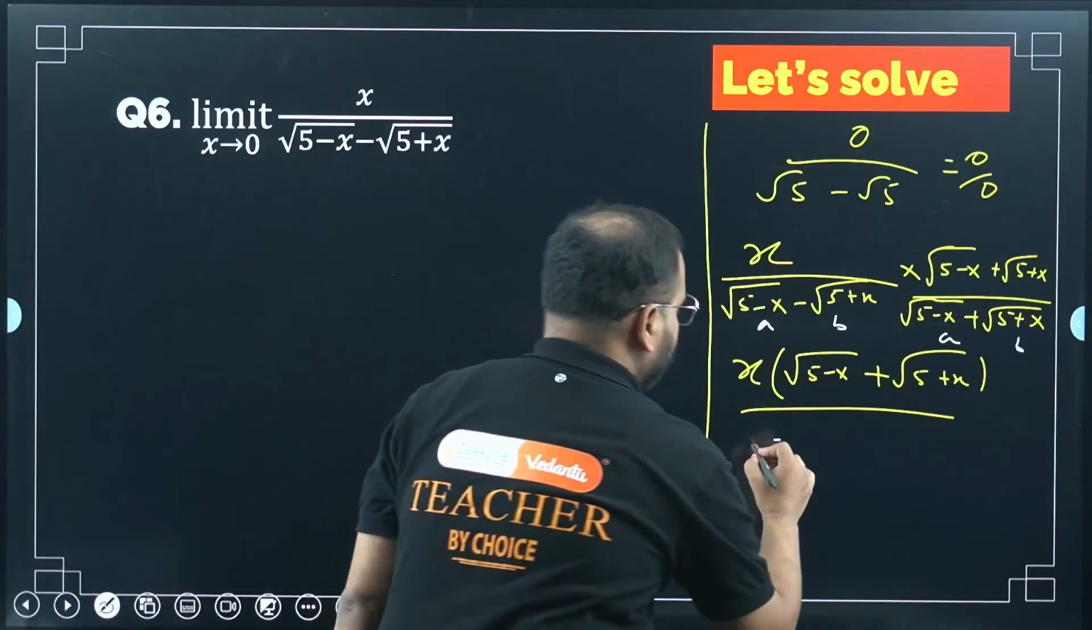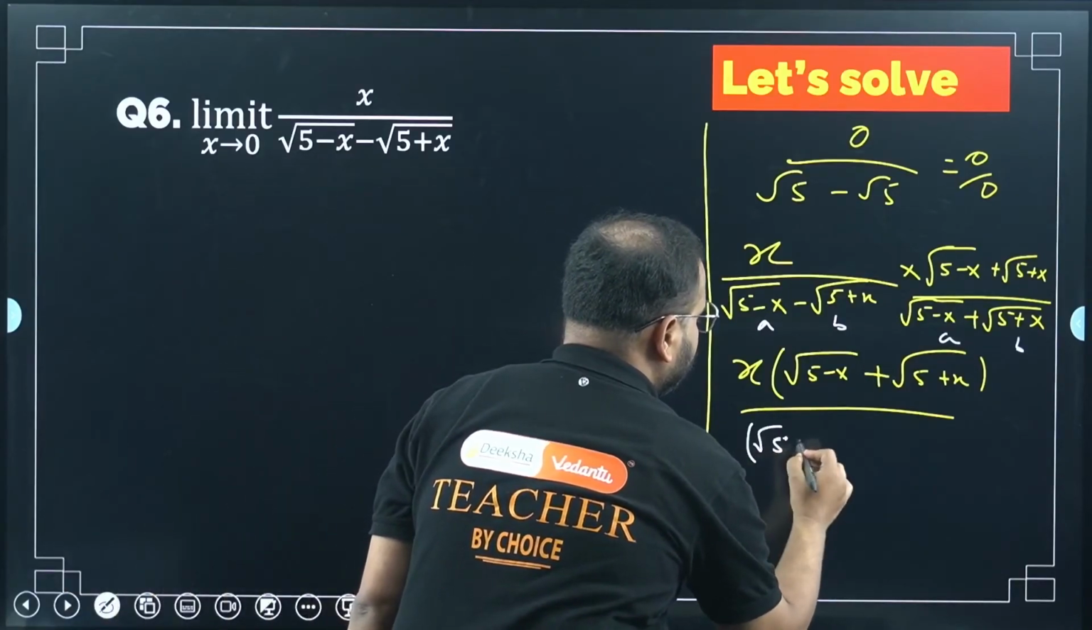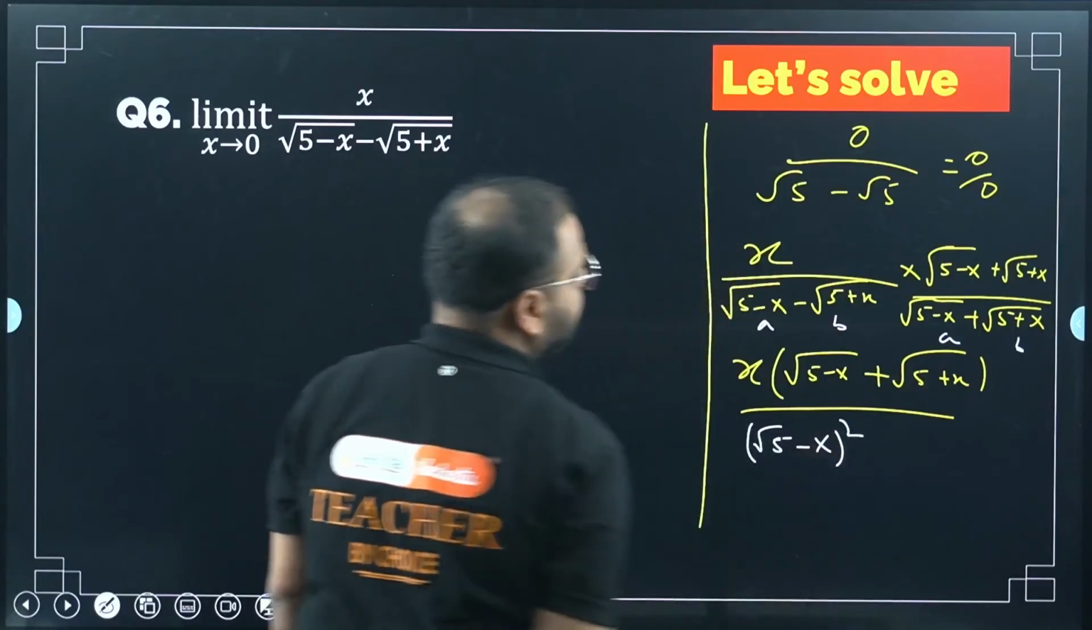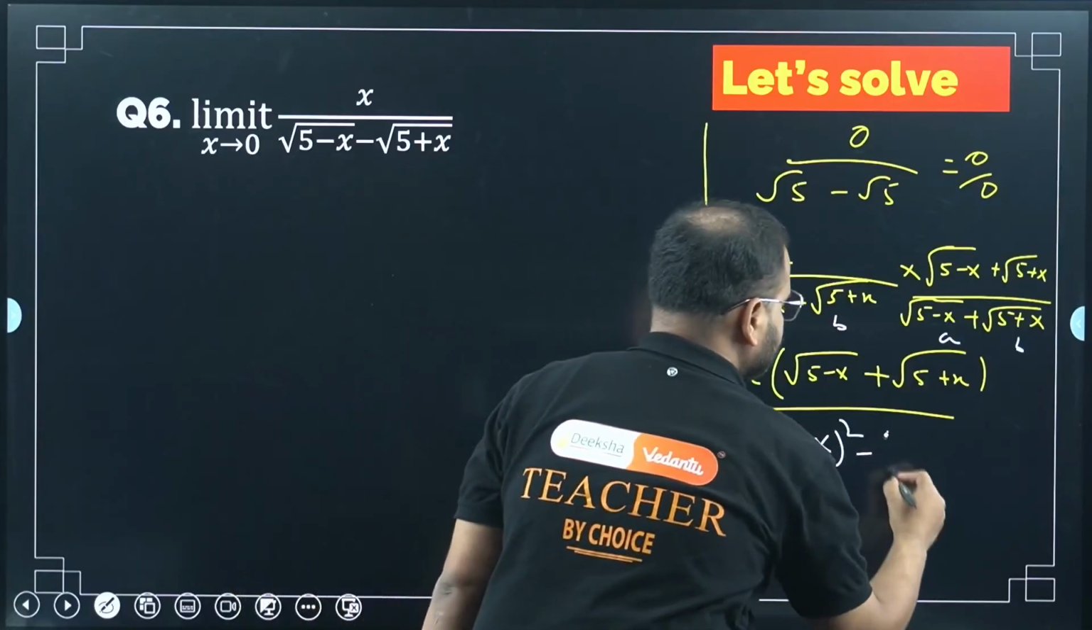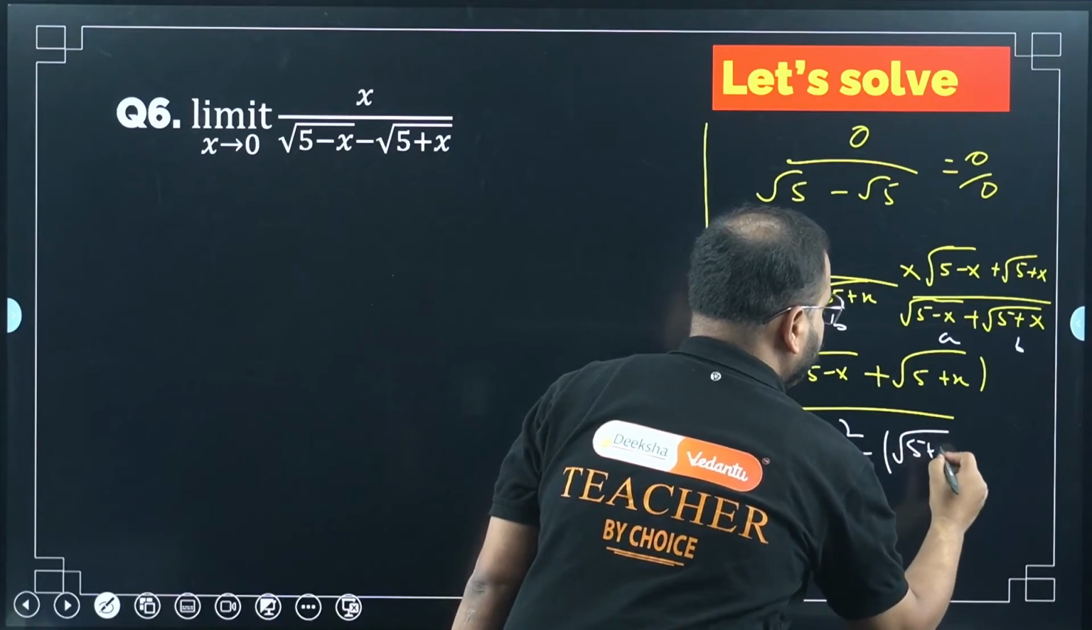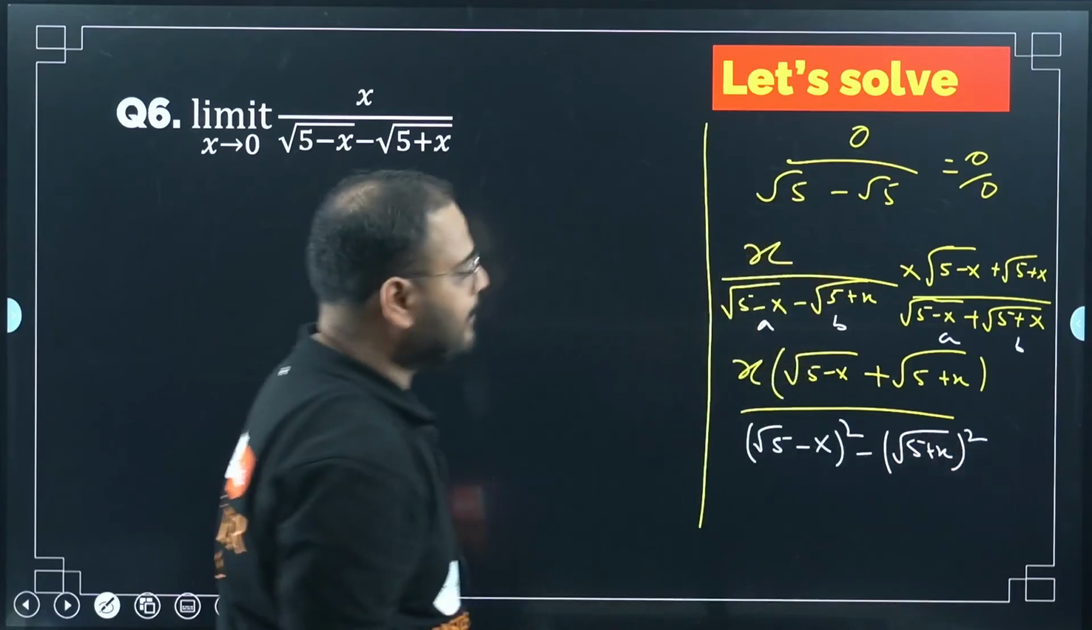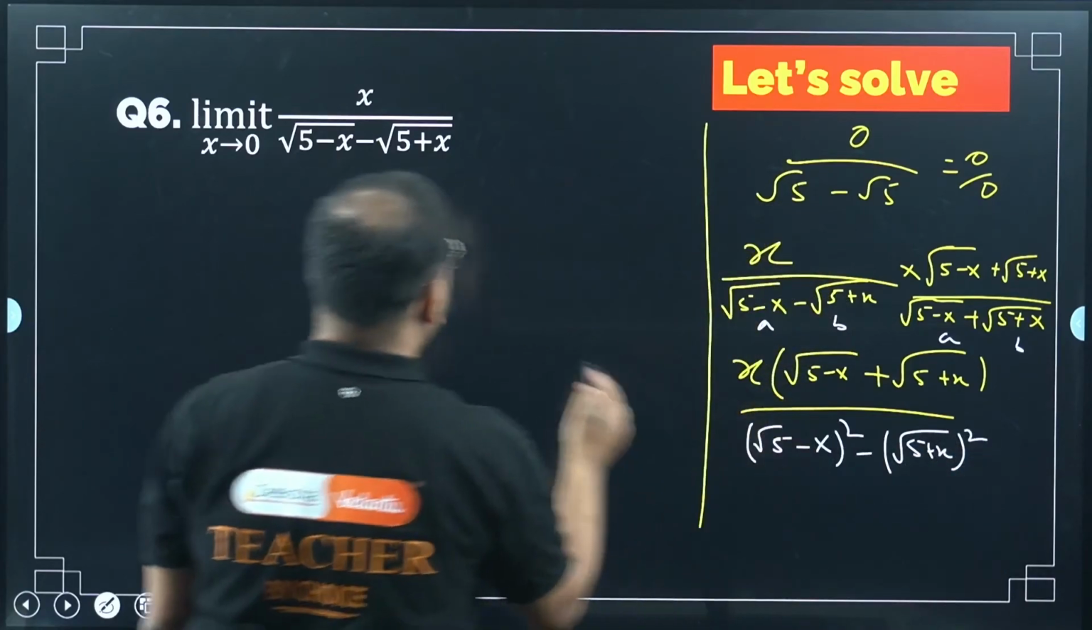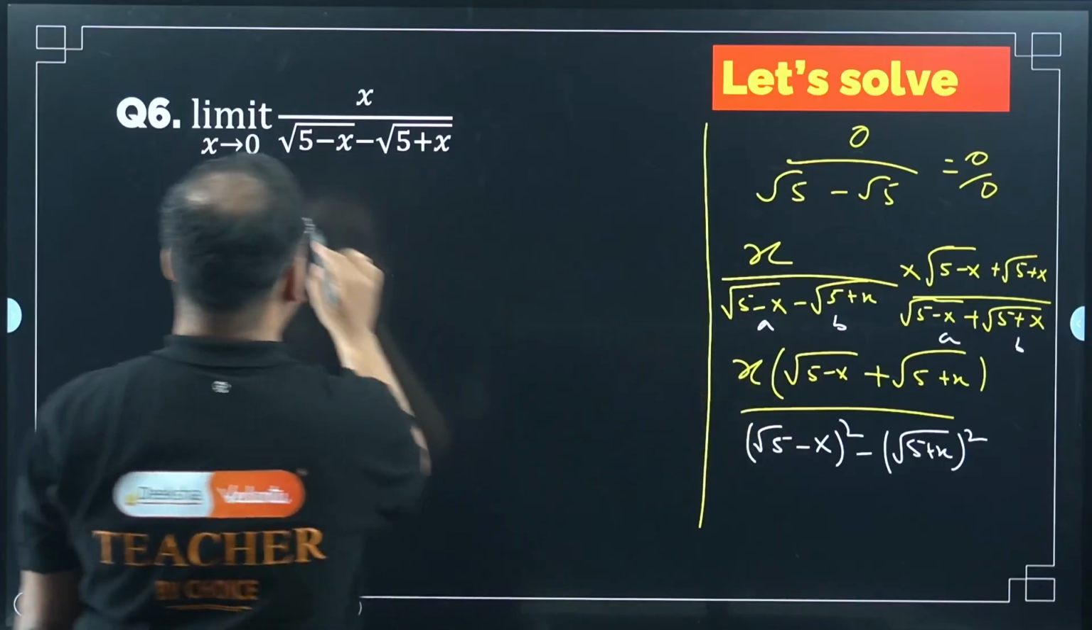Okay. Visible नहीं है sir. Root 5 minus x square. Okay. Minus root 5 plus x square. Root 5 plus x square. So what I get here? Please simplify. Numerator will remain same.